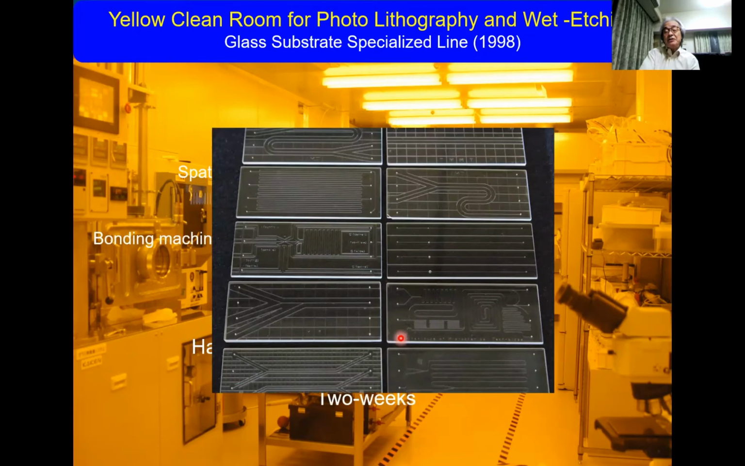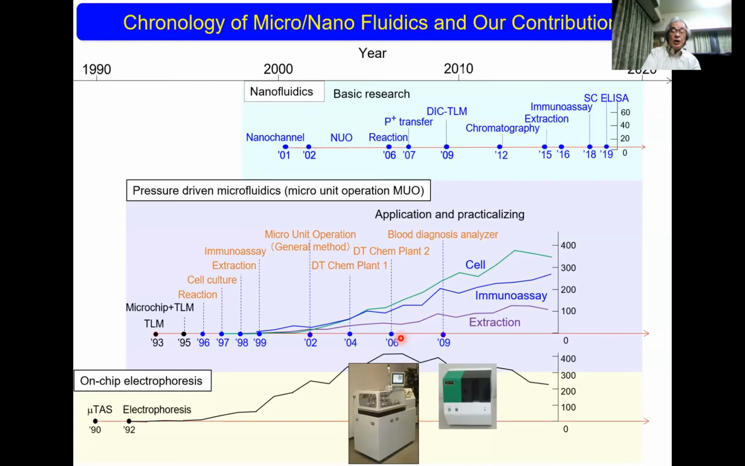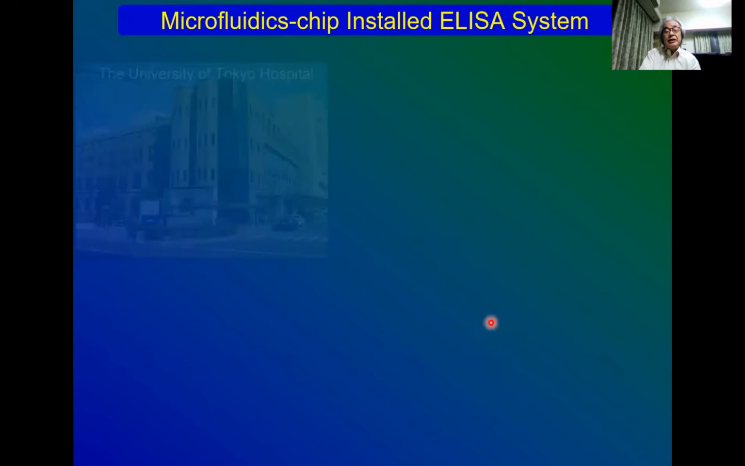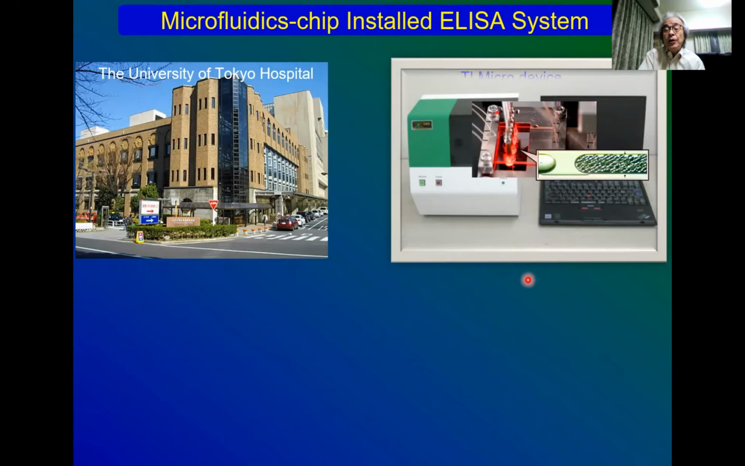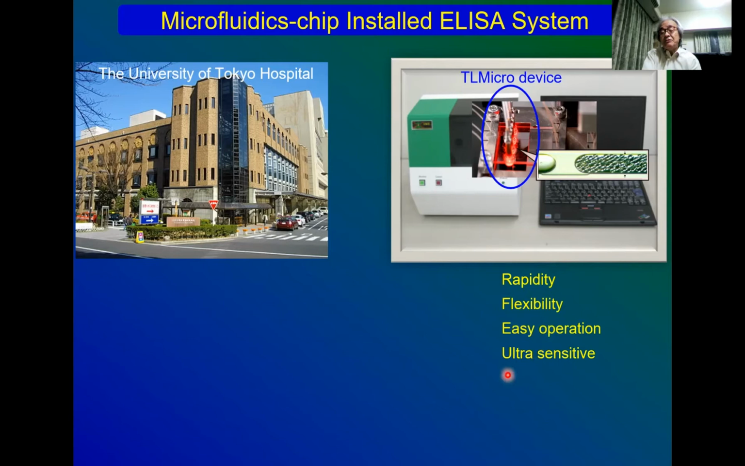Some of those microfluidic devices are applied to biochemistry and there are some medical uses. I want to introduce only one application. This is a blood diagnosis analyzer, which is also a microfluidic device. The red lights are the TLM micro detector, and this is the immunoassay device. The merits are rapidity, flexibility, and ease of operation with ultrasensitivity.